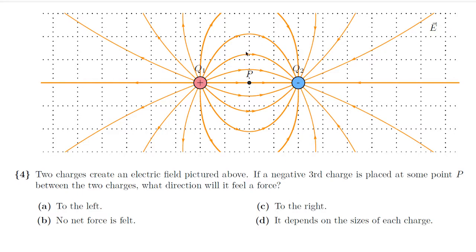It's actually the combined electric field, but the main thing that you'll recognize is that all the field lines point away from the positive and they point towards the negative. So if a negative third charge is placed at some point P. Okay, so there's a third charge that's introduced into this picture, which is negative, and you put it down right at the location of point P. Between the two charges, what direction will it feel a force?